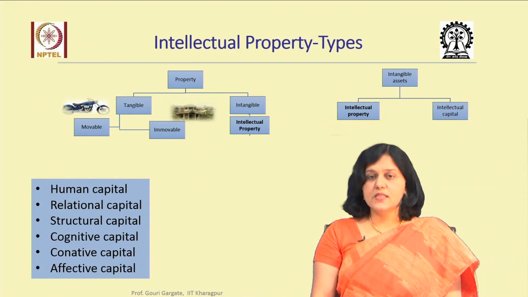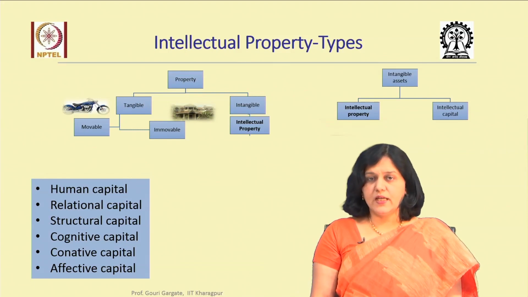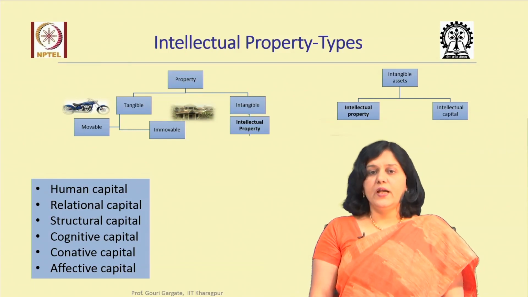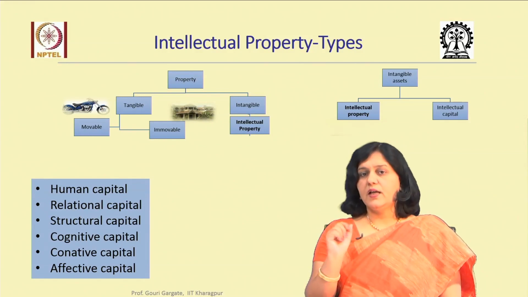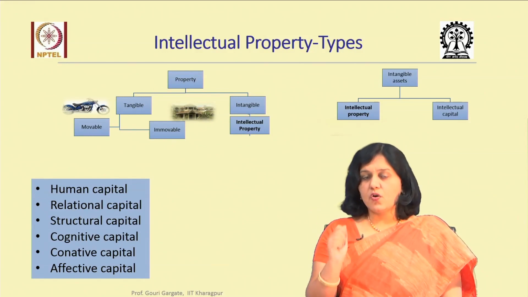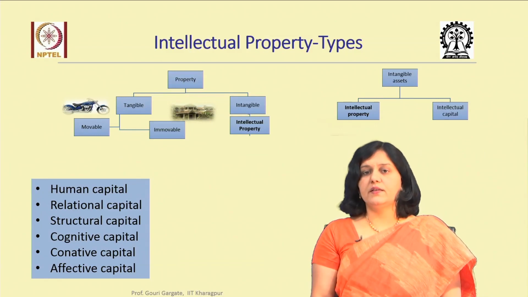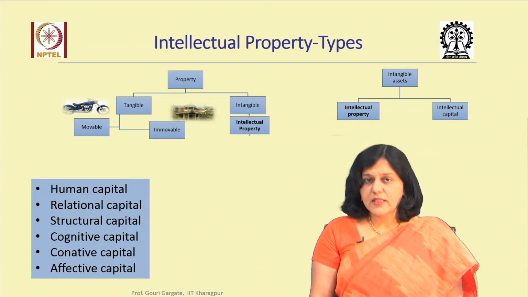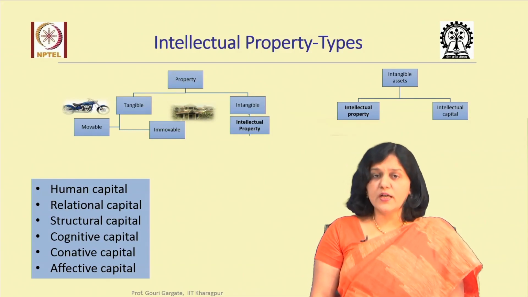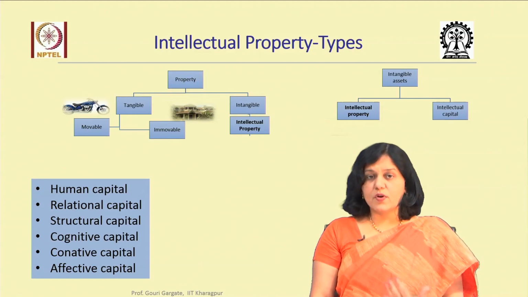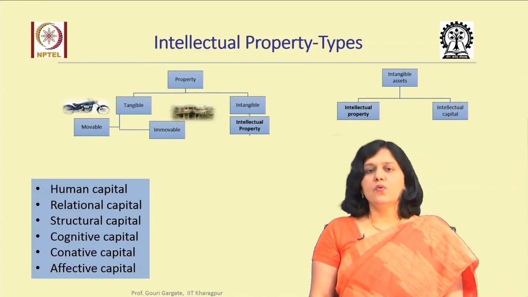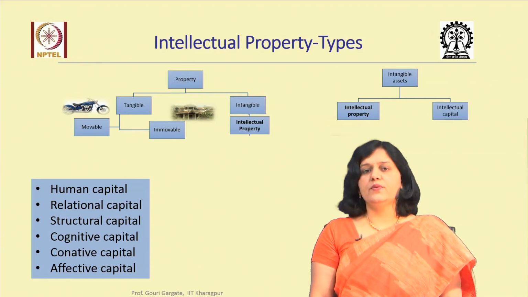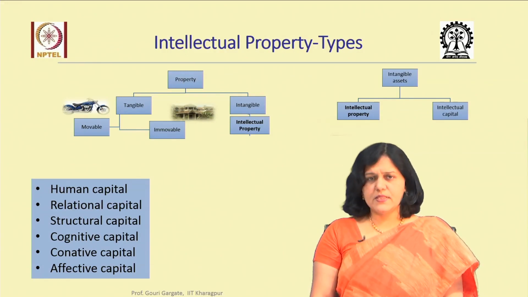Innovation capital is responsible for creation. Creation includes innovations and inventions. So, intellectual capital is human, relational and structural capital, cognitive, conative and affective capital. They form innovation capital. So, the next question is, what is human capital? What is relational capital? What is structural capital? What is cognitive capital? What is conative capital? What is affective capital? We will not go into technical details, although we will try to understand these terminologies by a simple example.